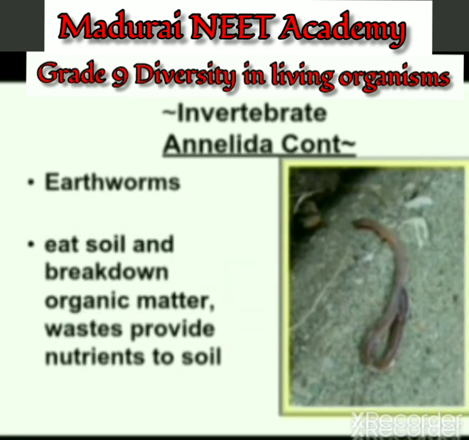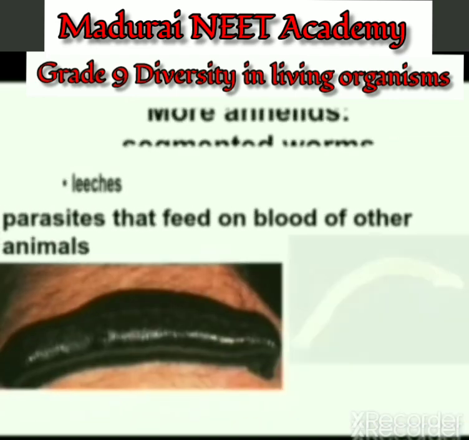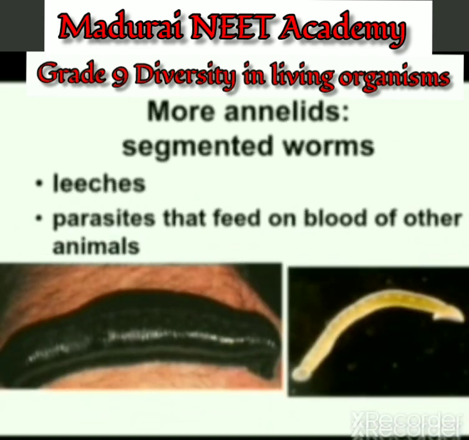The example for the Annelida is the earthworm. They eat the soil and break down the organic matter and waste, and they provide nutrients to the soil. Some other examples are the leeches, which suck the blood of other animals. They are parasites.